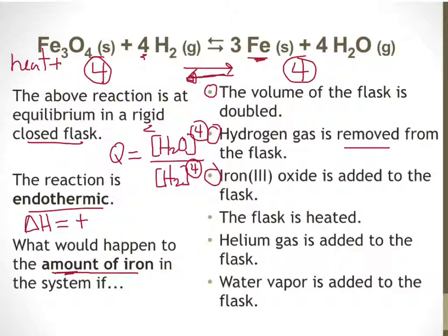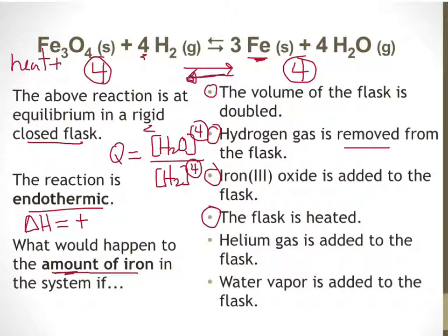From a kinetics perspective, the iron oxide is a reactant in the forward reaction, but it's a solid, so its concentration is constant. Adding iron oxide does nothing to the concentration of iron oxide, does nothing to the forward reaction rate. Therefore, the equilibrium is unaffected, and iron is unaffected as well.